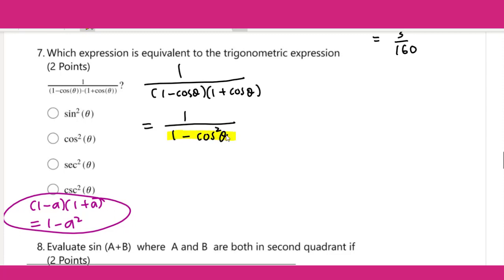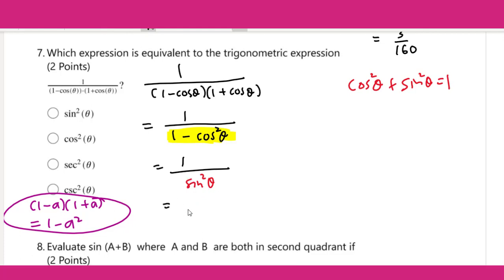Using the identity, cos theta squared plus sine theta squared is equal to 1, this one is equal to 1 over sine theta squared. Then this is equal to cosecant theta squared. The answer is cosecant theta squared.